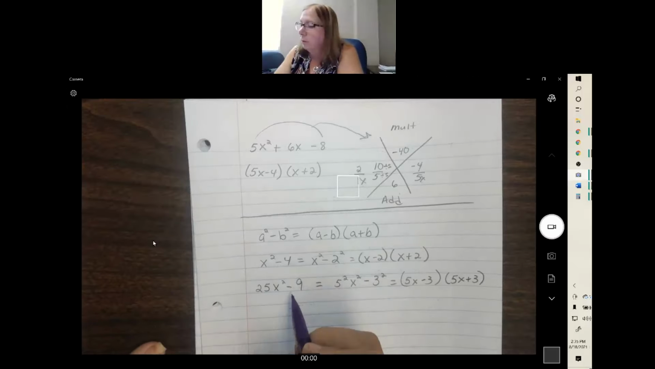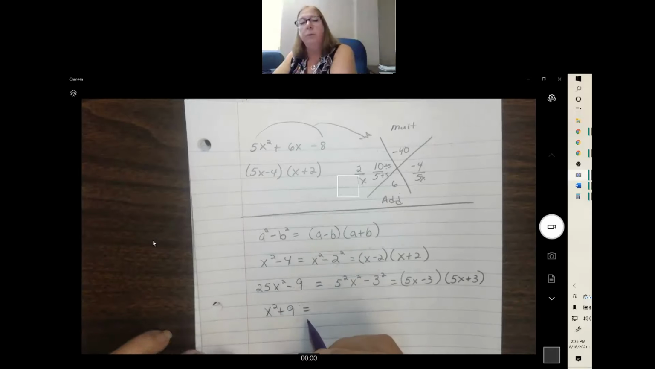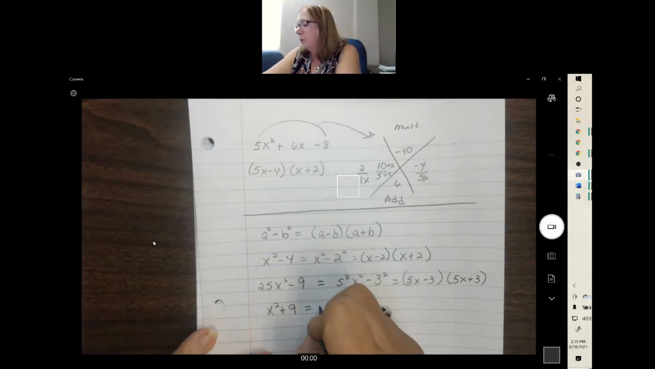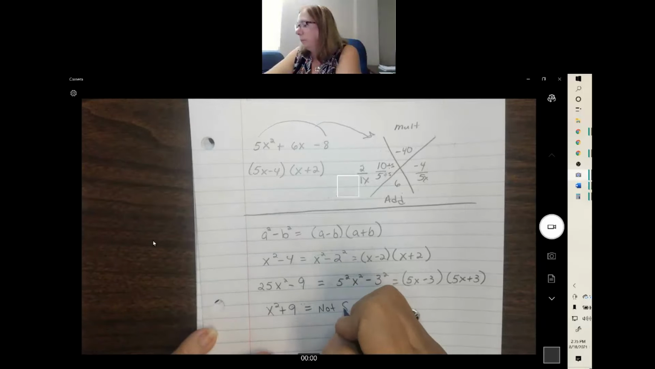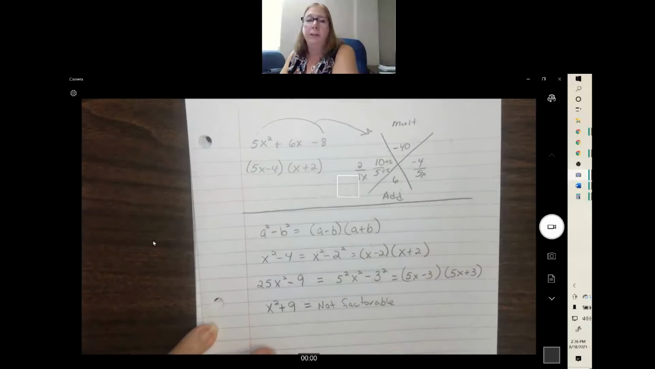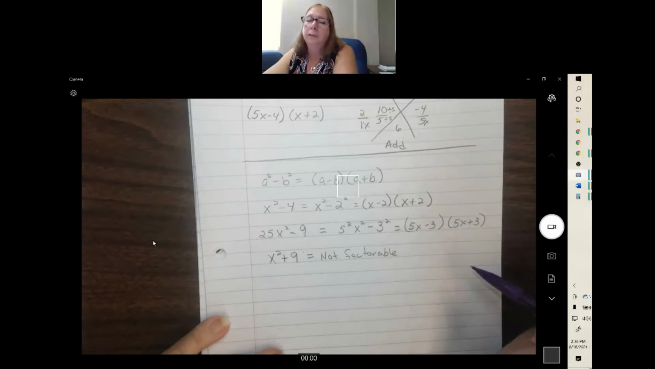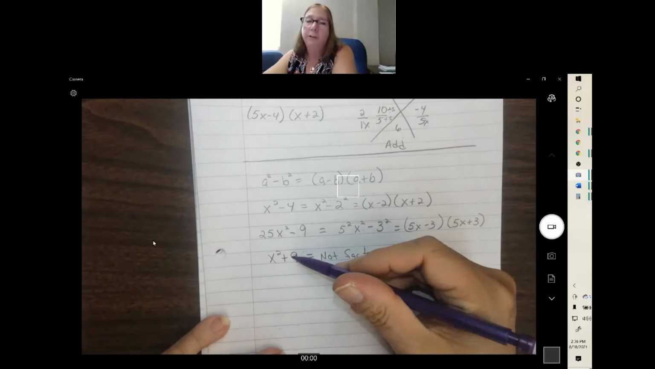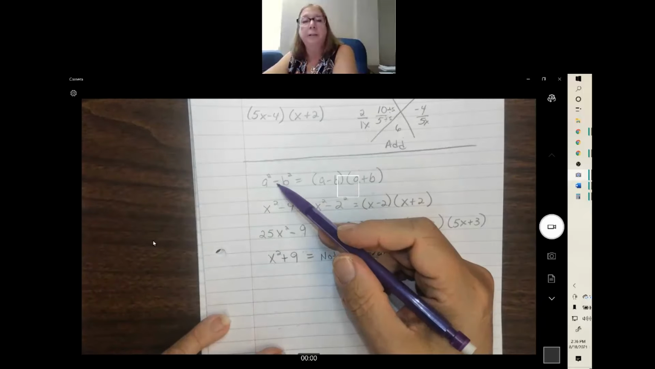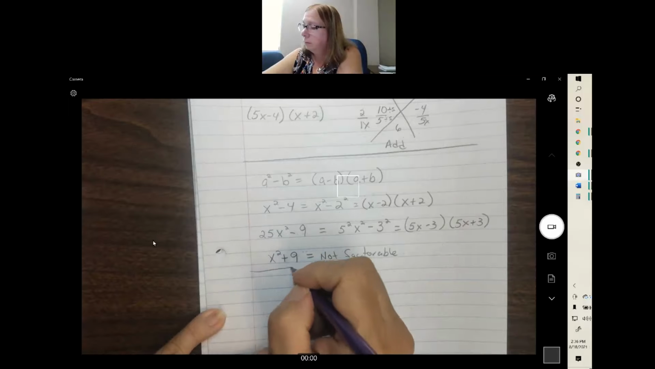Okay. Now, this is a minus sign. If there's a plus sign, even though they're both perfect squares, it's not factorable, until we learn about imaginary numbers. I don't think we get into those in this class, so this plus sign is not factorable. It has to be a minus. Any questions on that?